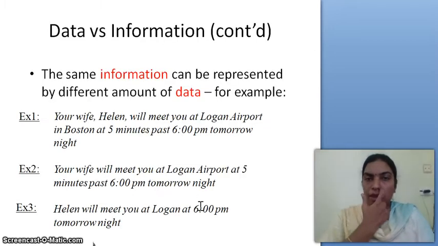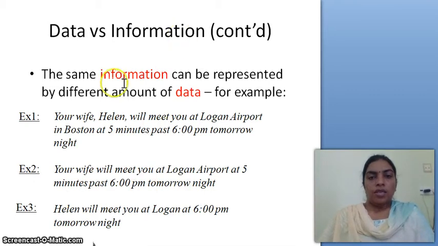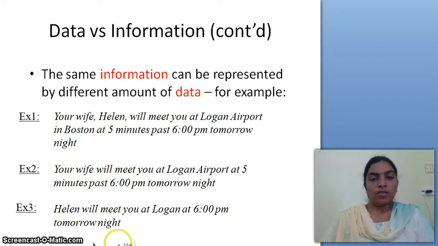Now coming to an example. Consider that the same information can be represented by different amounts of data. See this. Here data is there, and in the data certain information is there. Here we are representing that data in different ways without disturbing the information.